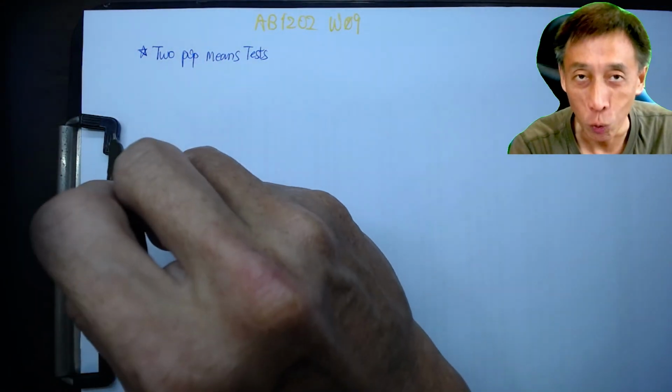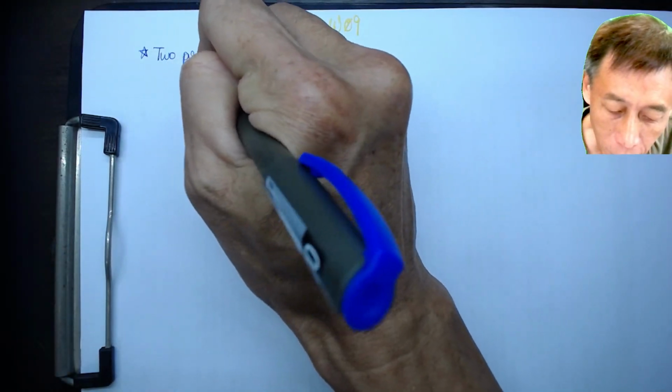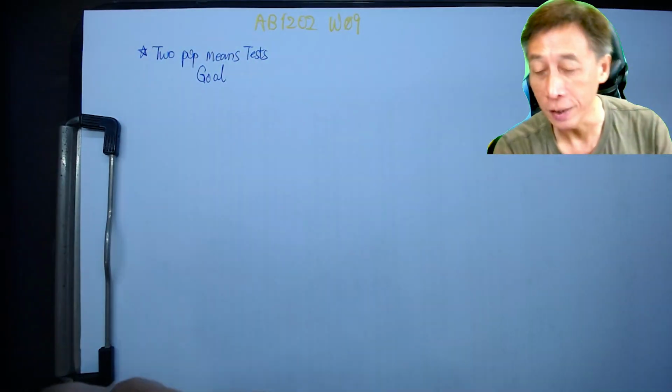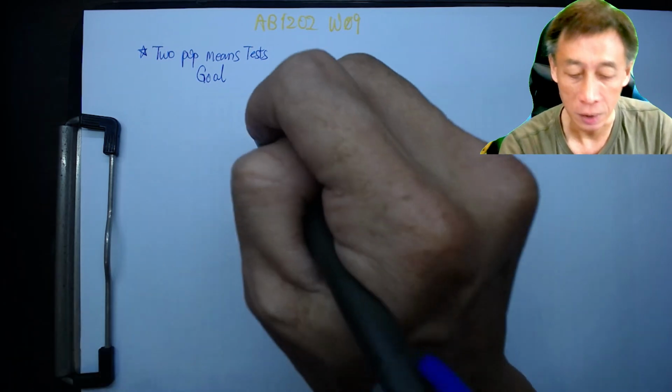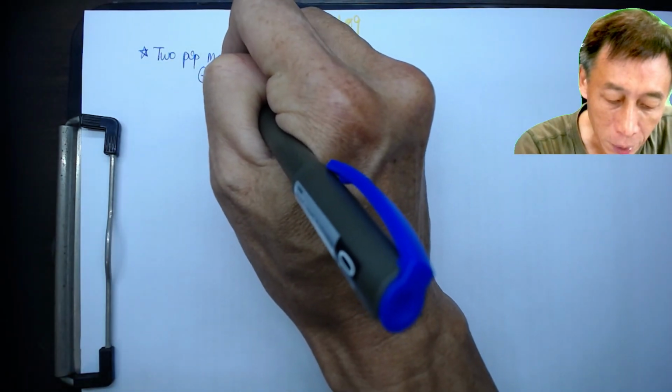In one population mean, our goal was to find mu, right? So there are two ways to find mu. One is through confidence interval. The other one is through one population hypothesis test.